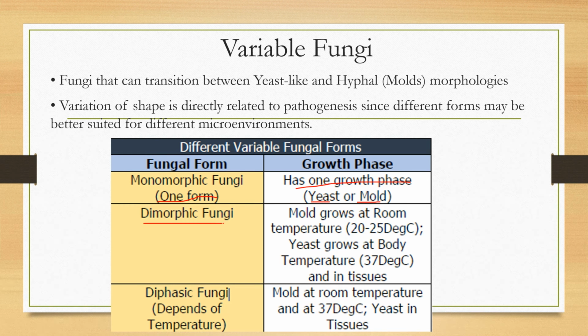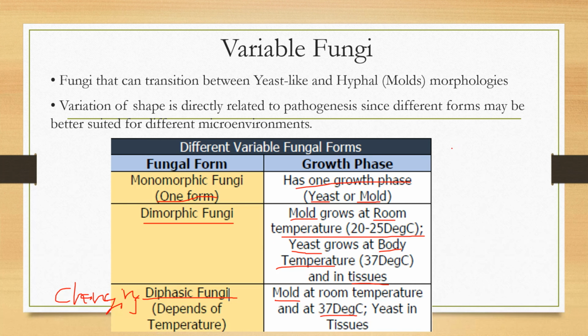If it's dimorphic fungi, at room temp, class, take note of this, this is what I was explaining. At room temp, they would grow as molds. But in a body temp, especially in tissues, they would grow as yeast. And we also have a diphasic fungi. This is the one that's capable of changing instantly, class. It changes quickly, depending on the temp. So it could be a mold at room temp, then it becomes yeast at 37 degrees centigrade.